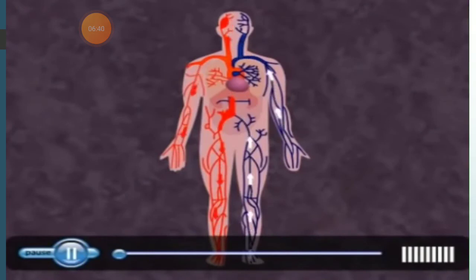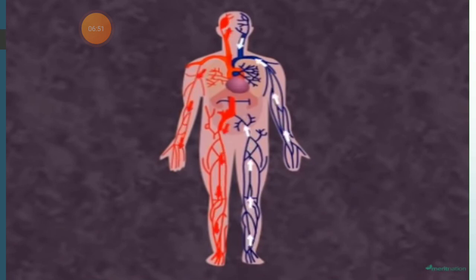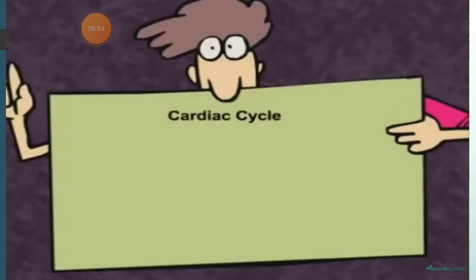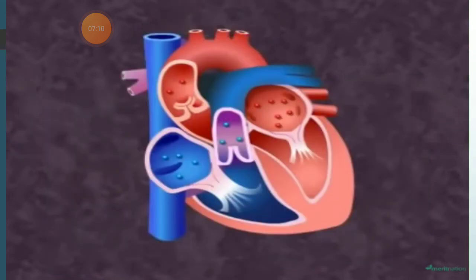Now we will see how the heart creates the lub and dub sounds. Then the cardiac cycle. The sequence of events in a single heartbeat is known as the cardiac cycle. The cycle involves systole, or contraction, and diastole, or relaxation, of atria and ventricles. The heart is now in a relaxed position, the diastole stage. Diastole means relaxed.